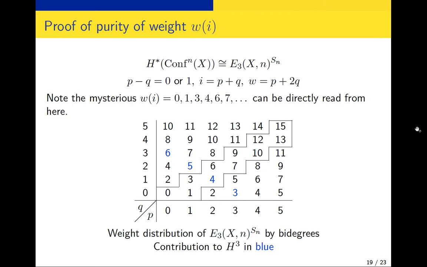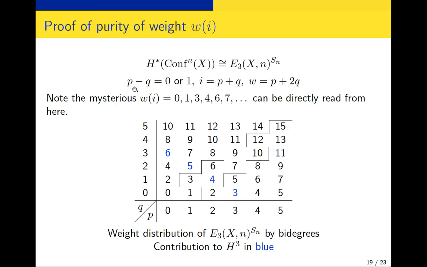And this table shows how we recover the mysterious W_i. So here we list the bidegrees, and we mark down the weight of each cell, given by P plus 2Q. To read a certain cohomological degree like H3, we sum up all the entries. For each bidegree, we imagine there's a piece of that bidegree there. So we sum up all the pieces of the bidegrees labeled in blue, and then we get H3.